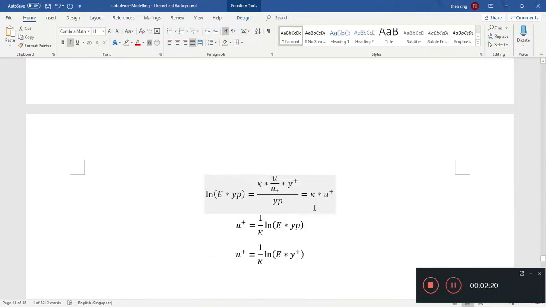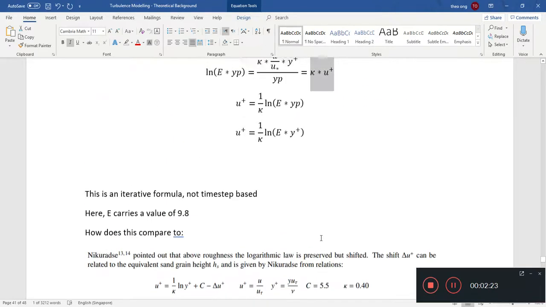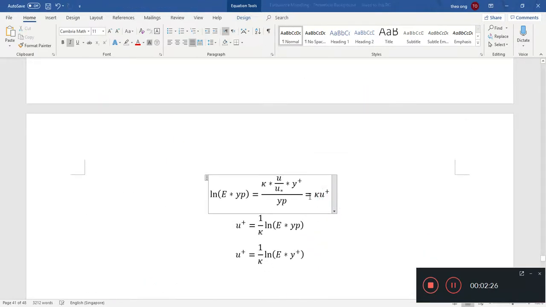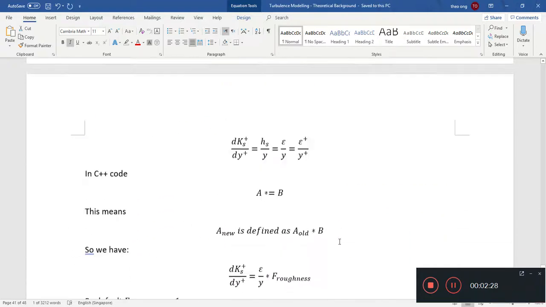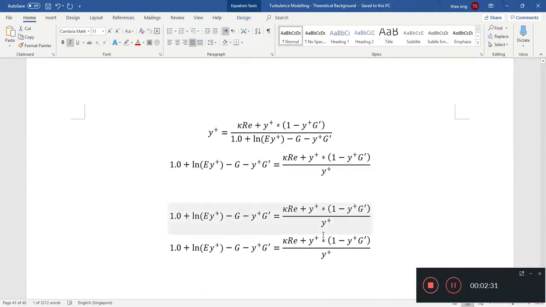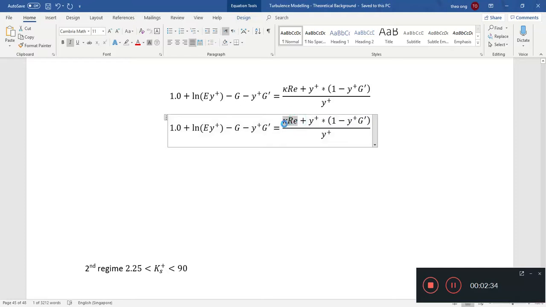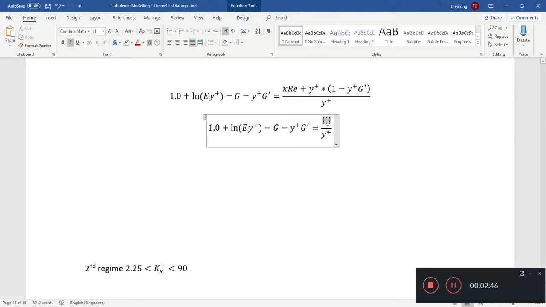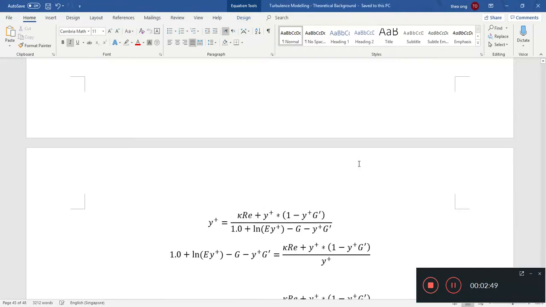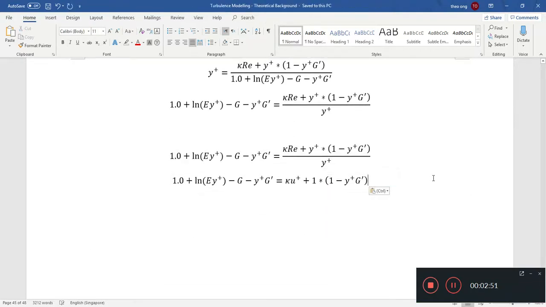Kappa Reynolds over y plus is just equal to kappa times u plus. Okay, so that's easy for us. We'll just copy this down. Kappa times u plus is equal to kappa Reynolds over y plus. So this is just kappa times u plus. This one will become 1. Okay, so I'll just get this out and paste it here. Hopefully I got that right. Okay, so I have a kappa u plus here, and then 1 times 1 minus y plus g prime.